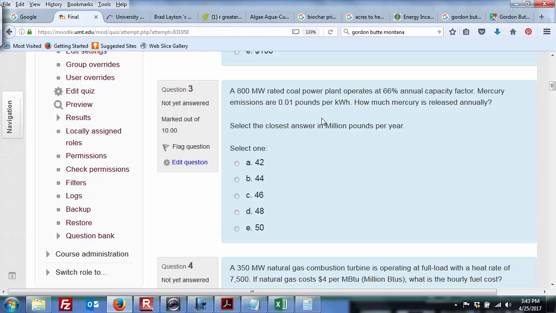So power equals 800 megawatts. Capacity equals 66%. Mercury is 0.01, a 1/100th of a pound per kilowatt hour. And let's just assume it runs 24/7, 365. Oh, no, it runs 66% of 24/7, 365. Okay, I'm going to turn the screen off. Ready, set, go.